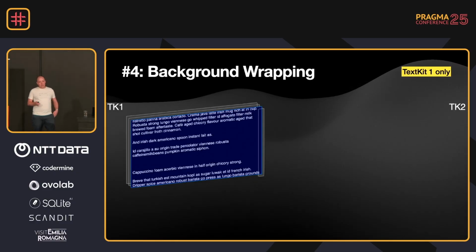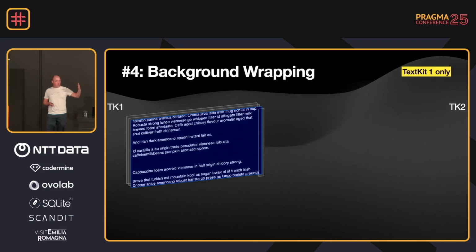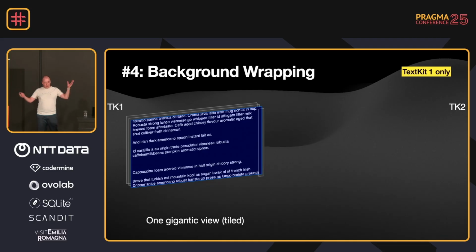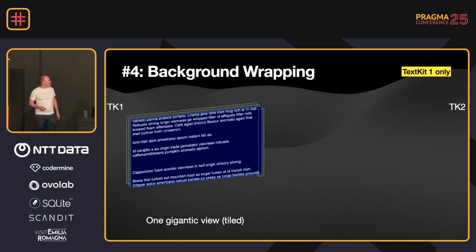Here's a different text, but it's like the view debugger in Xcode of a TextKit 1 view, and you can see it's like one ginormous fat view with all the text in it. It's kind of optimized, so it's tiled. It doesn't render everything at once, but it's like one gigantic view. If you have like 3 Bibles in there, you have like a billion-point height text view.